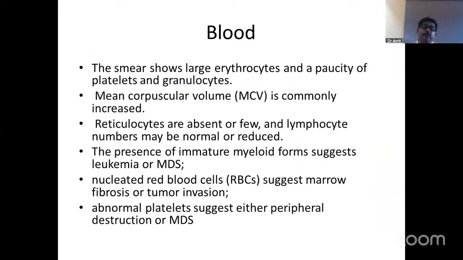If you see the blood picture, the smear will show large erythrocytes and a paucity of platelets and granulocytes. The mean corpuscular volume is commonly increased. Reticulocytes are absent or few, and lymphocyte numbers may be normal or reduced. The presence of immature myeloid forms in the peripheral smear would suggest leukemia or atypical myelodysplastic syndrome. A nucleated RBC suggests marrow fibrosis or tumor invasion. Abnormal platelets would suggest either peripheral destruction or a myelodysplastic syndrome.